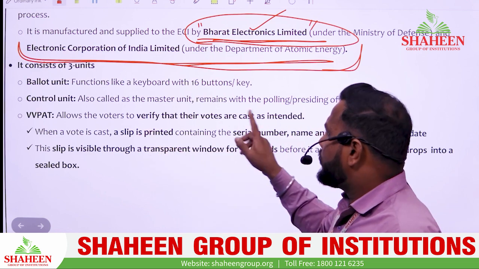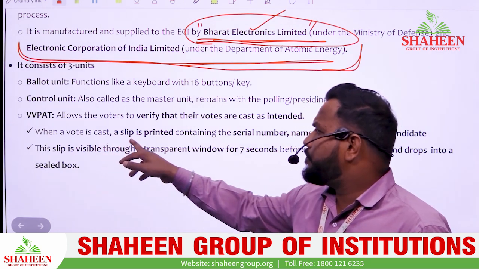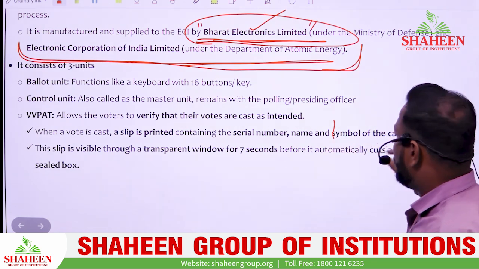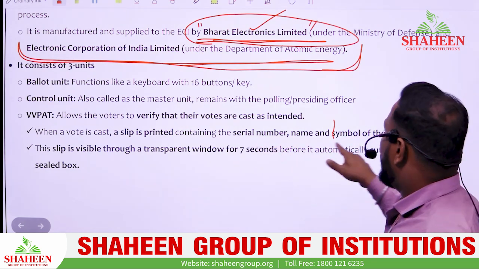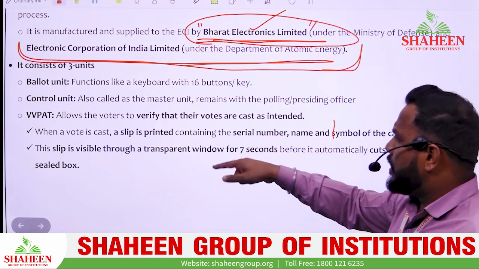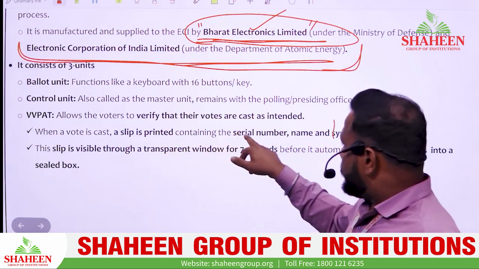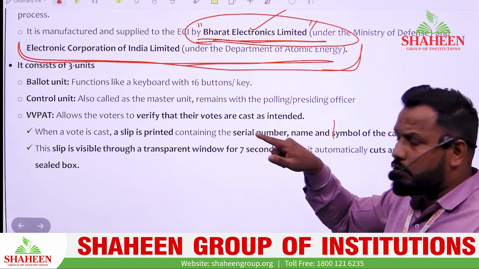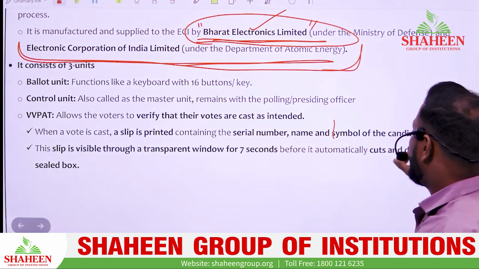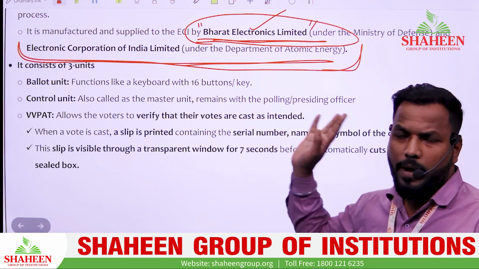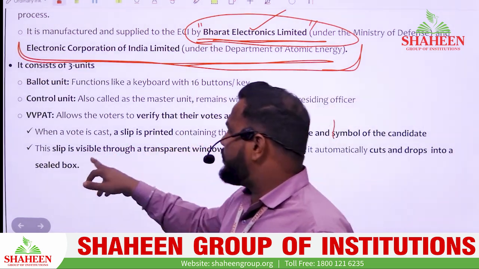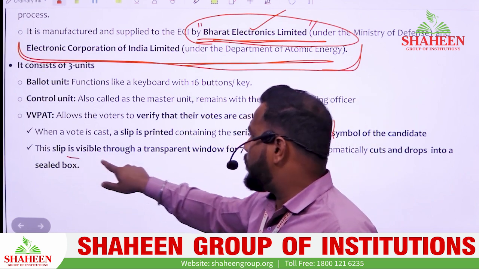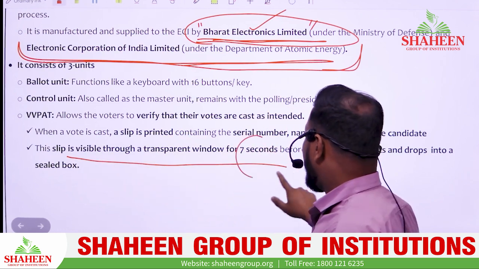Yes. Then when a vote is cast, a slip is printed containing the serial number, name, and symbol of the candidate. Believe me, this is very important. The slip consists of the serial number of that candidate, the name of that candidate who is contesting the election, and the symbol of the candidate or respective party. Then the slip is visible through a transparent window for 7 seconds.